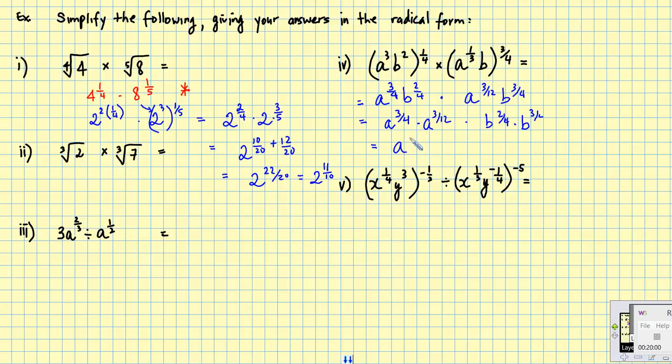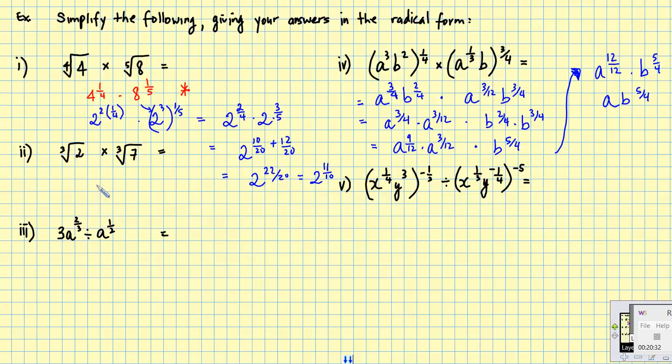So I get a to the 9/12 times a to the 3/12, and that's multiplied by b to the 5/4 because they have the same denominator there already. So I added my numerators. Now when I do 9 plus 3, that goes to 12. So I've got a to the power of 12 over 12 times b to the 5/4. So my answer is a, b to the 5/4.